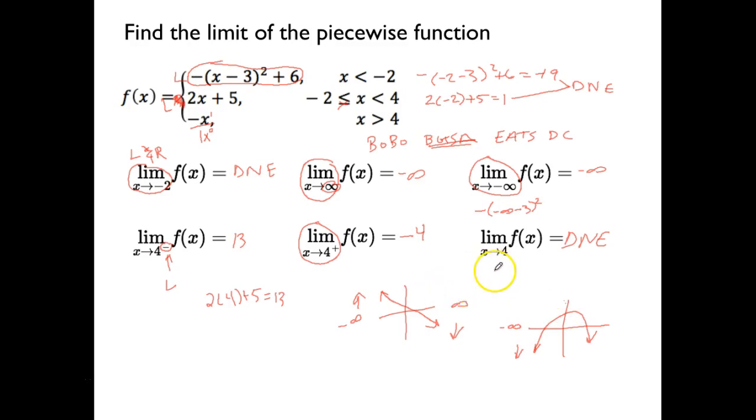You should know what the end behavior of that graph looks like. But that's not always the case. You might not know what the end behavior of a graph looks like, and that's when you use both sides DC. Okay, let's go to the next one.